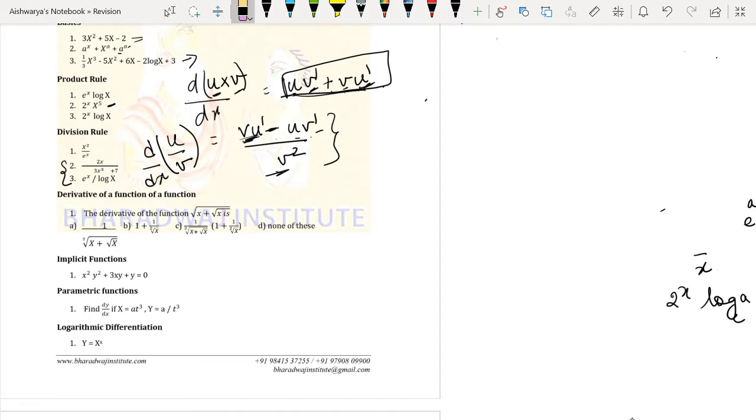I'll upload this PDF today itself in the drive so that you can practice these questions that I am just going to mark here, which we are not solving. Okay, the second and the third.